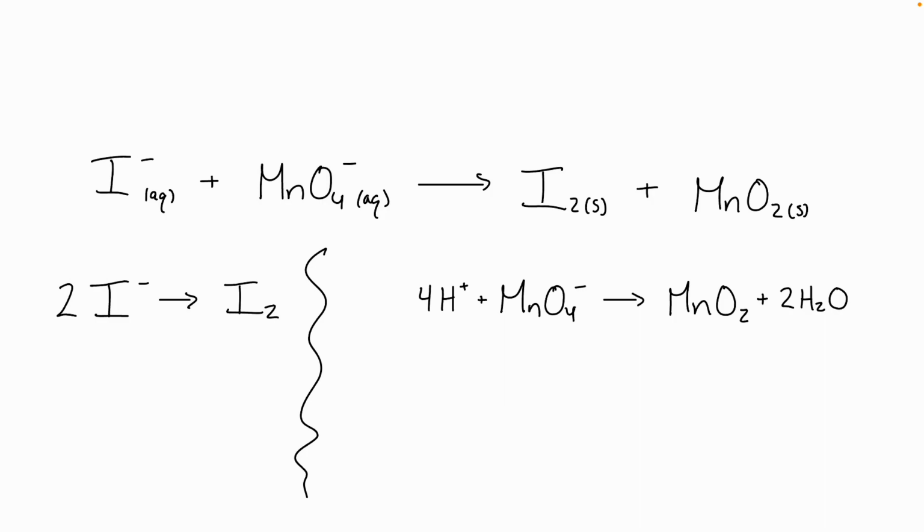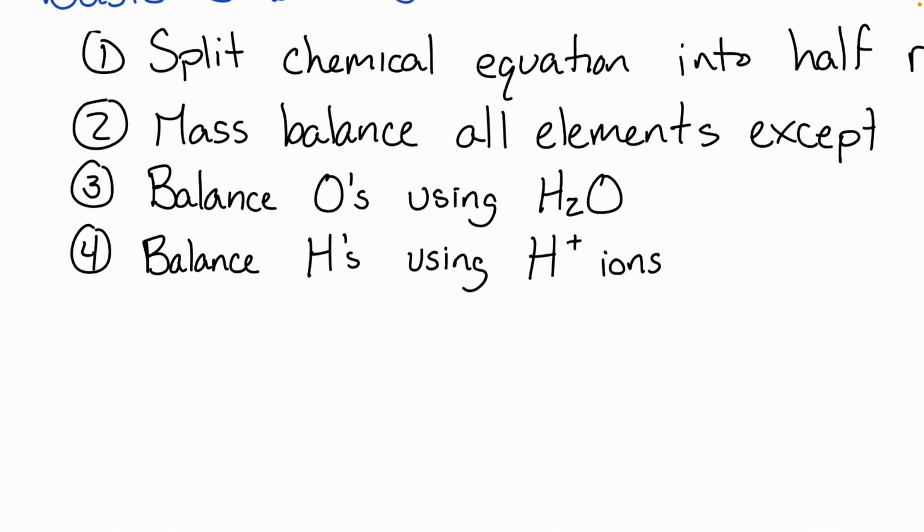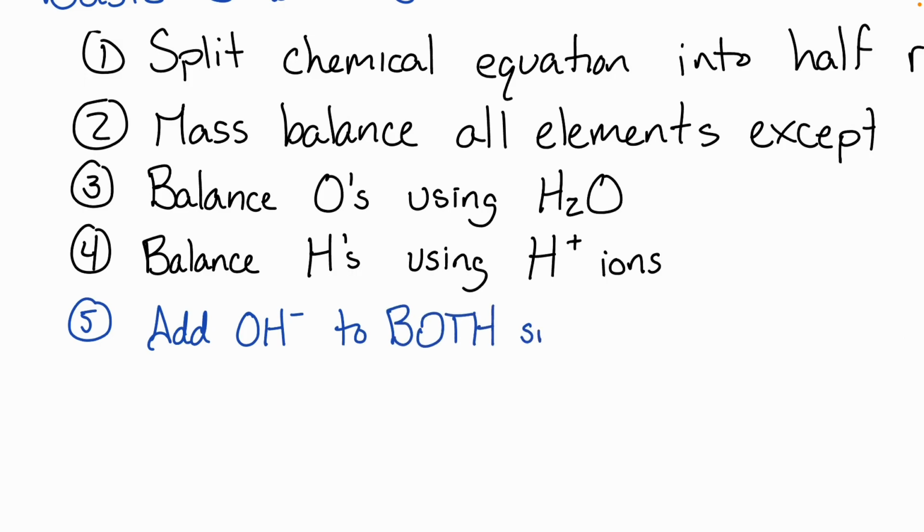All right, but the problem is under basic conditions, I can't have this thing in my final answer, right? This will not survive under any sort of basic conditions. So I got to get rid of that. So how are we going to get rid of that? We're going to add a step here. This is the step that's specific for basic conditions. We're going to add hydroxide to both sides in order to cancel out those protons.